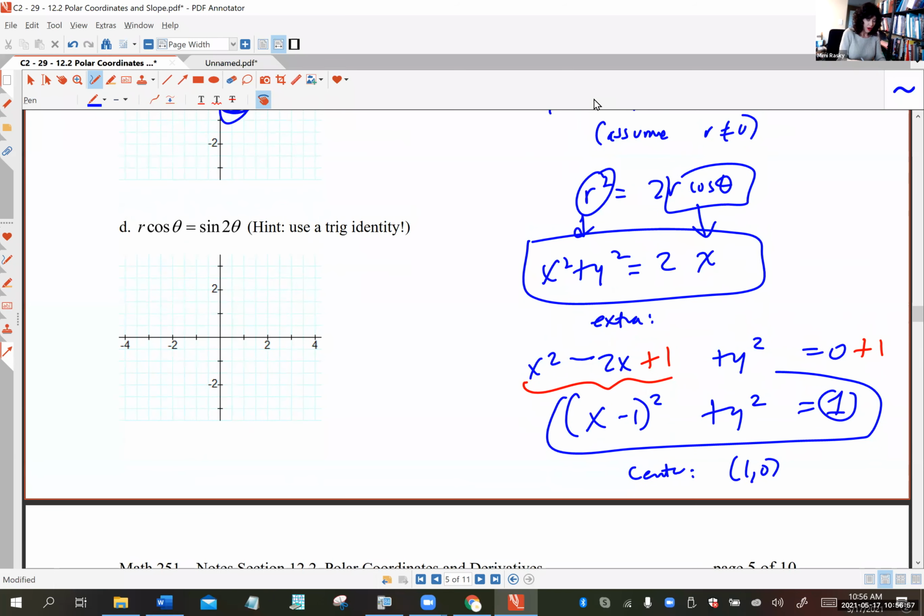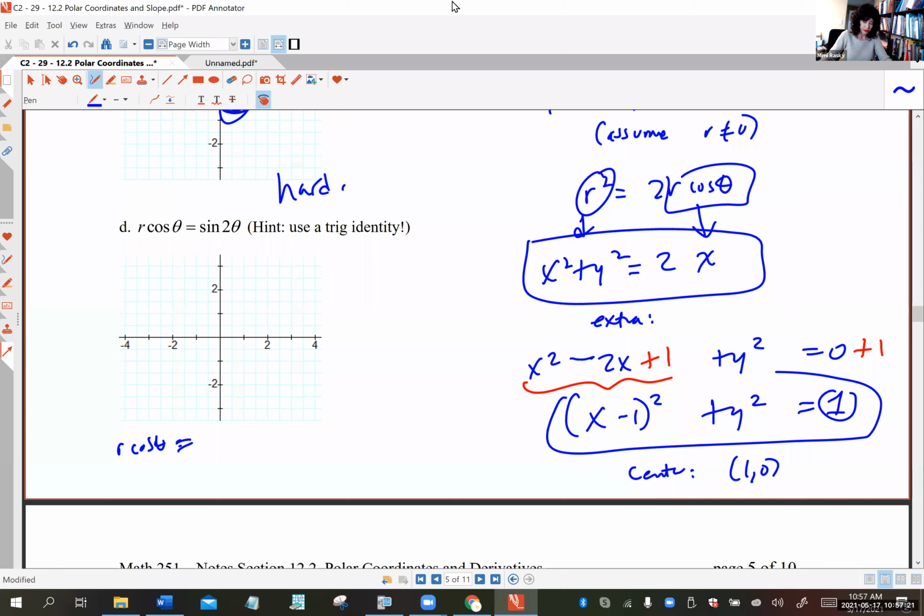Let's do this one. This is hard. You're going to see this one in my lab math, so just pay attention because it's going to happen. So how do you do it? You're going to use a trig identity first. What's the trig identity? Well, the double angle formula, sine of 2 theta. Does anybody remember what sine of 2 theta can be rewritten as?